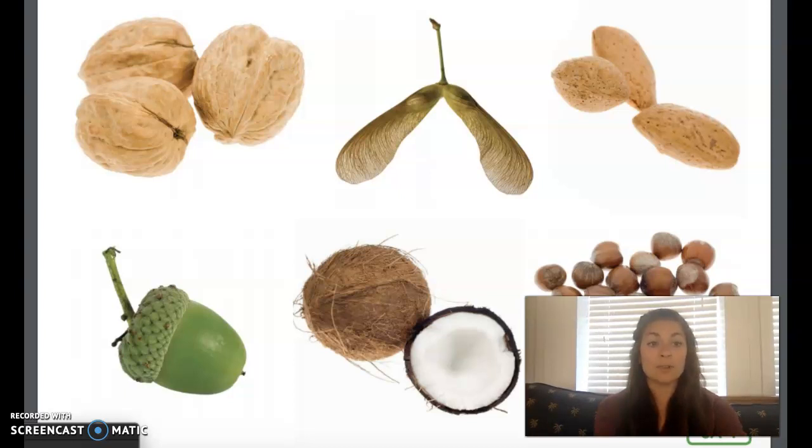Tree seeds have three main parts. They are the embryo or egg, the food stored inside the egg, which enables the seed to grow and change, and the seed coat, which eventually falls off.